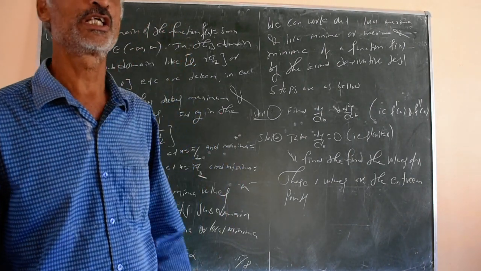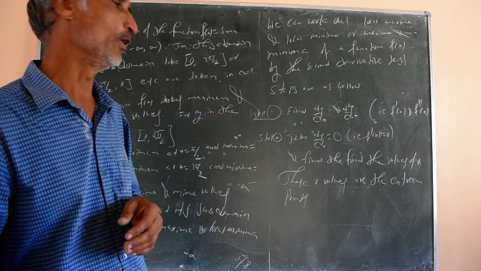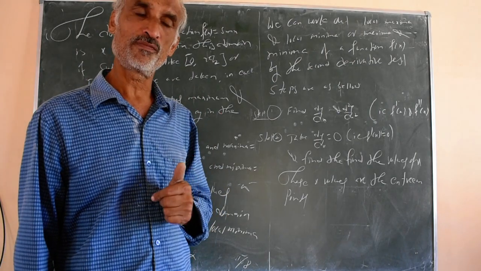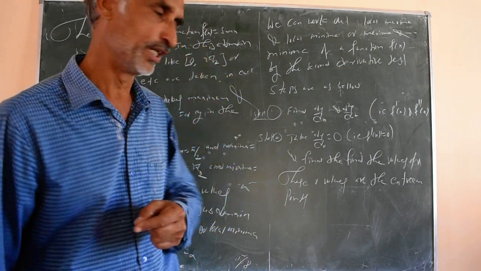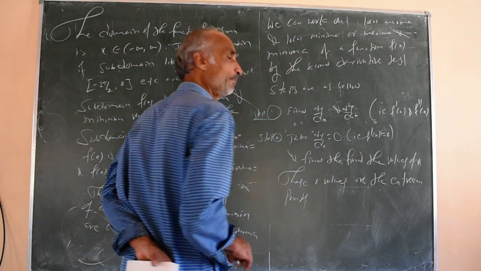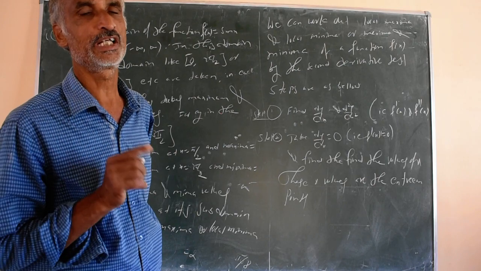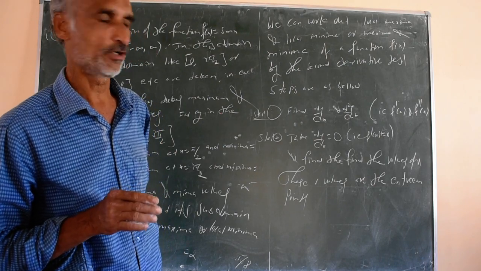Maximum value is extreme value. Maximum or minimum values are called extreme values. At what values of x it takes maximum and minimum, those values of x are called extreme points. Now these x values are the extreme points. Therefore, how to get extreme points? By taking dy by dx is 0, means f dash of x is 0.